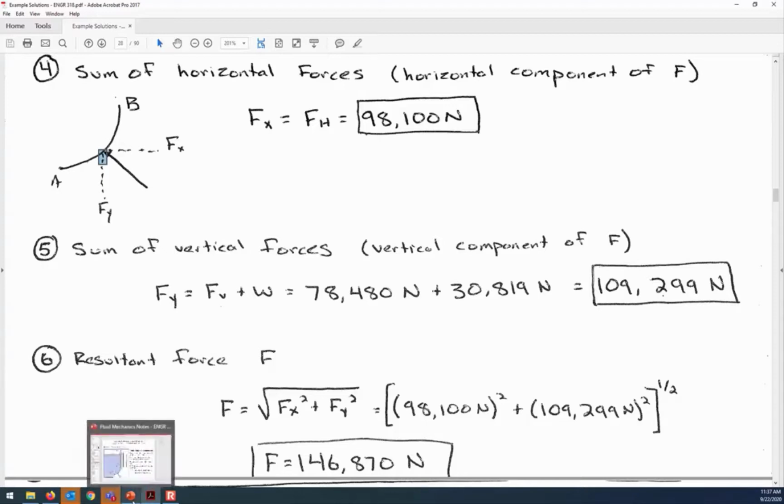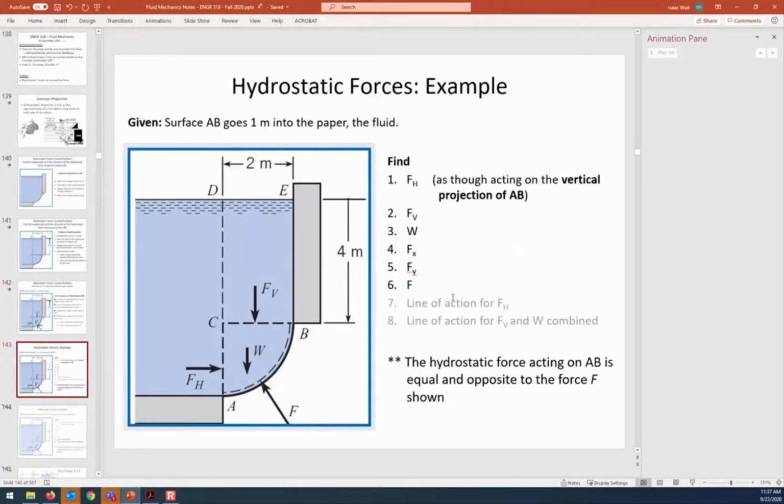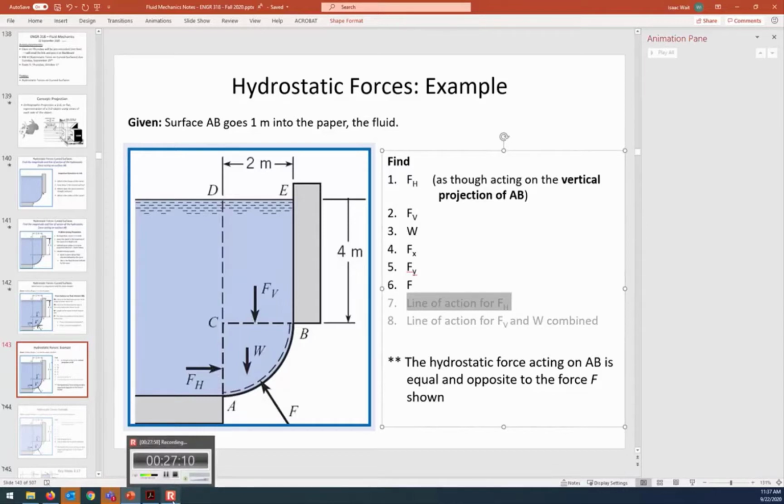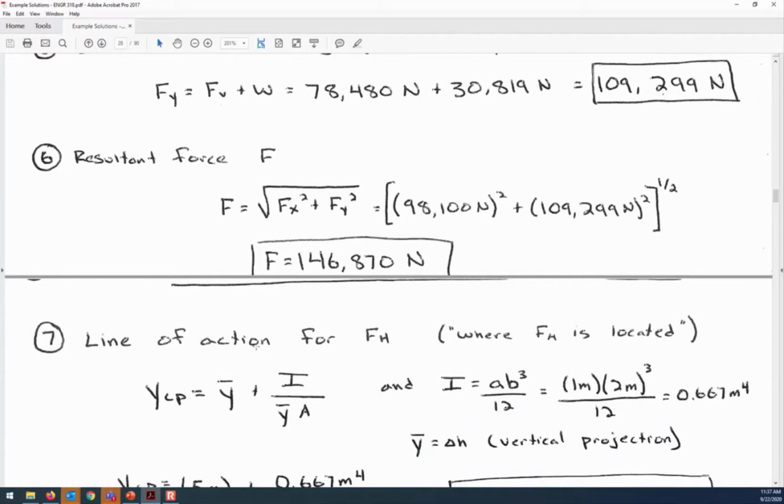All right. Now, we already found step 7, which was the line of action for the horizontal forces. So we know that this horizontal force is down, it was what, 5.0667 meters from the surface. But what about the resulting location of the vertical forces? There's this one, FV, that's in the middle between B and C, and then there's W that's offset a little bit to the left. So we're going to talk about the location of those vertical forces.